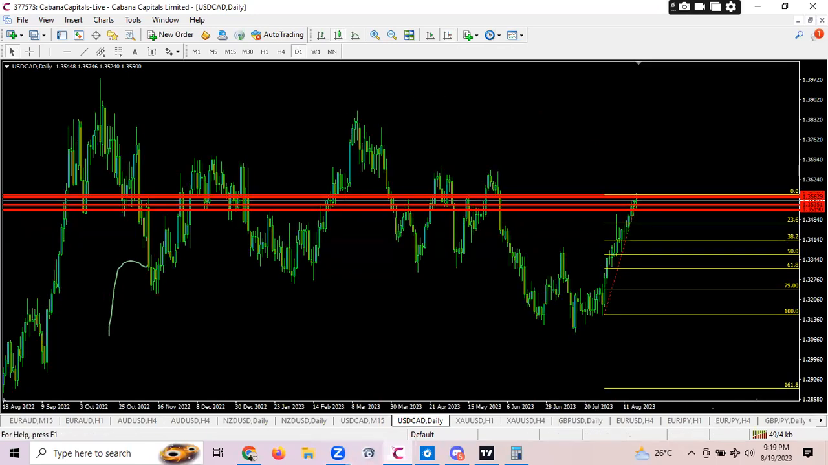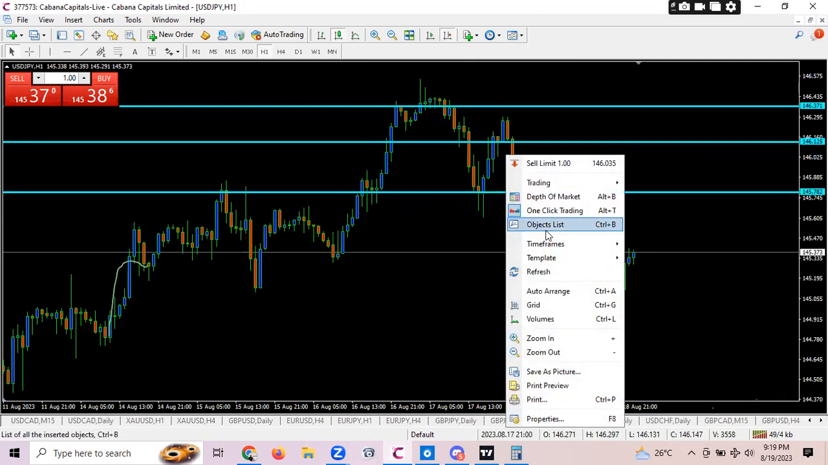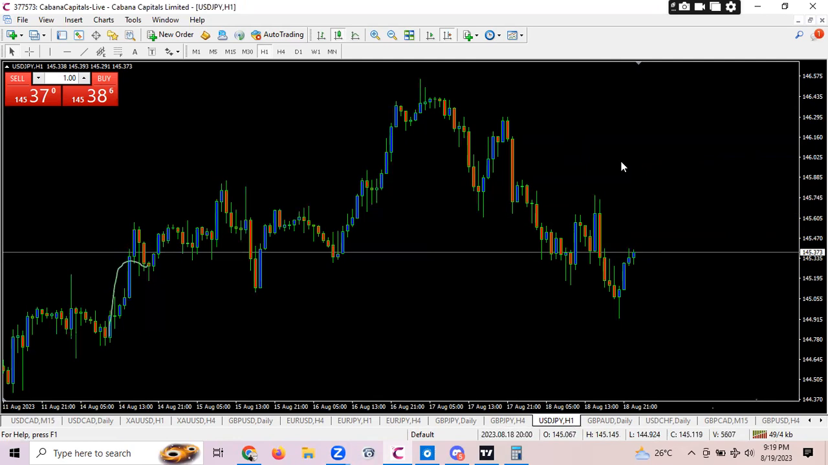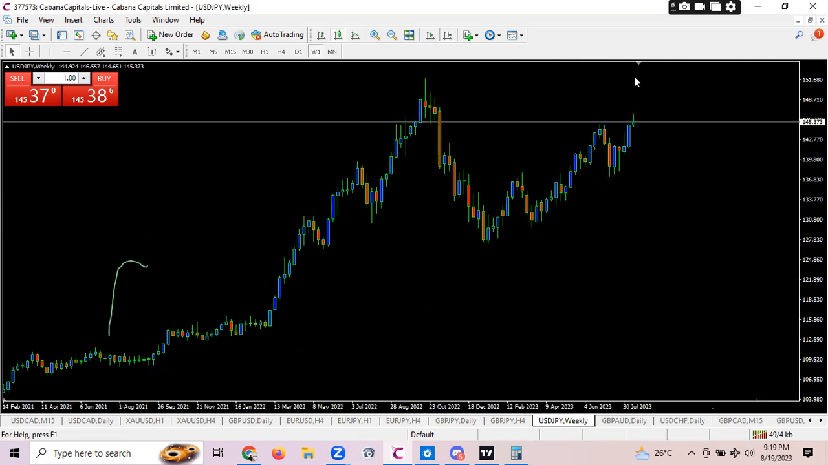Okay, which other pair is left? USD CHF and USD JPY. Let's start with the weekly. You can see last week's candle closed as a shooting star. This is a shooting star, which indicates a change in trend from bullish to bearish.